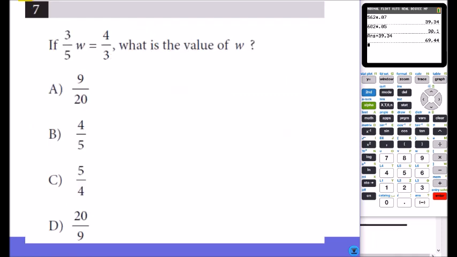Good. Number 7, if 3 over 5 w equals 4 over 3, what is the value of w?